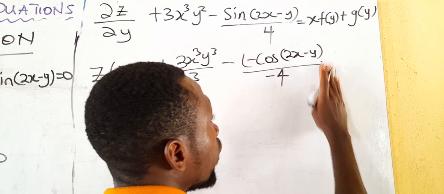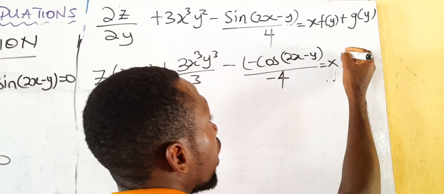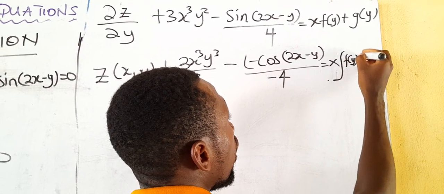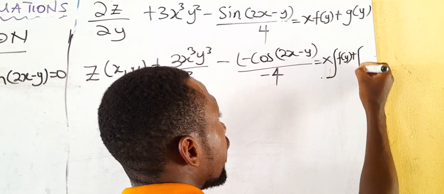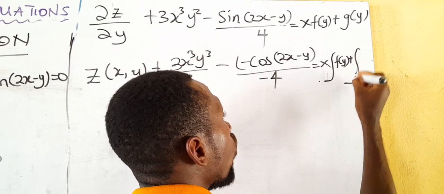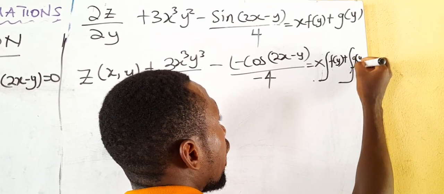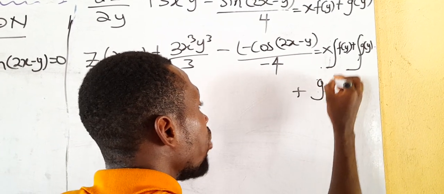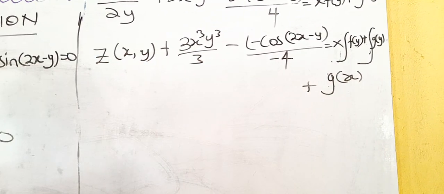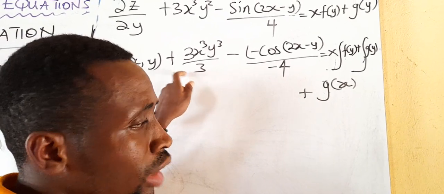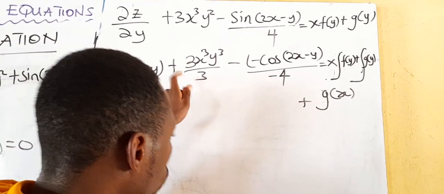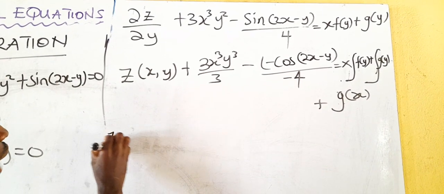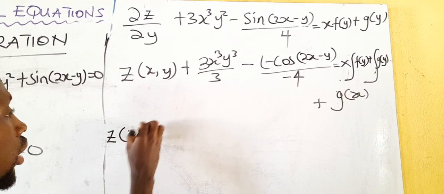So x will be kept constant. Since x will be kept constant, we can bring it out. Then the integral of the arbitrary function of y plus the integral of the arbitrary function of another y, then plus our arbitrary constant of x now. I hope you get that. Remember, we are integrating with respect to y, so we have an arbitrary function of x. Let's rewrite that very well so that you get it.